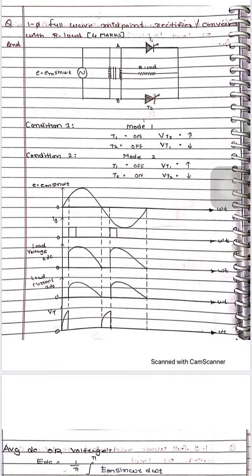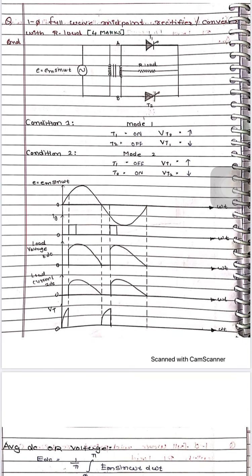the single phase full wave midpoint type rectifier or converter with resistive load, inductive load or capacitive, any kind of load, right. So basically full wave has 2 types, midpoint type and bridge type. We will discuss what the bridge type is later, but let's start. As I told you, a rectifier converts AC to DC.